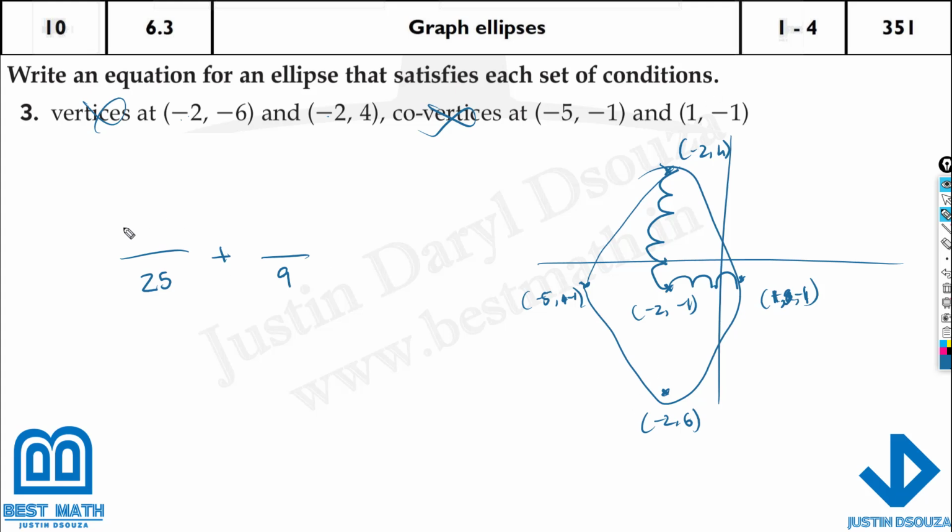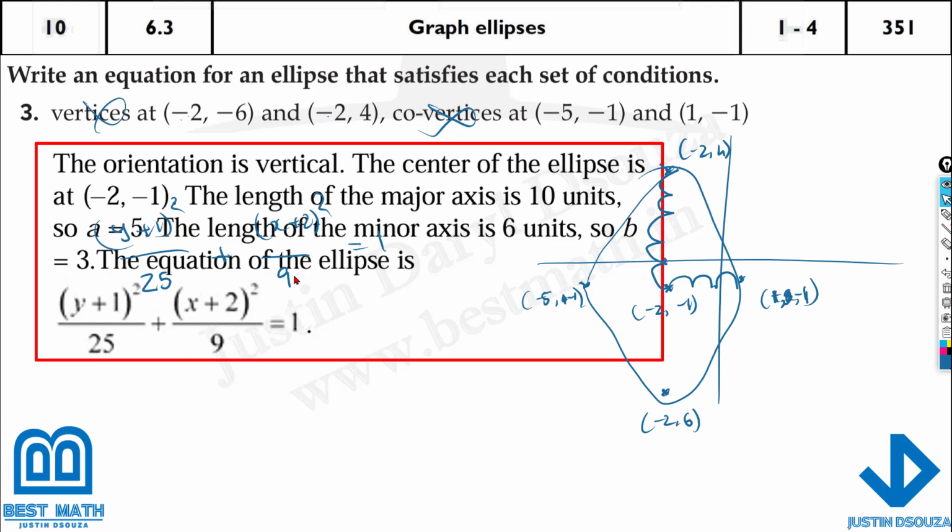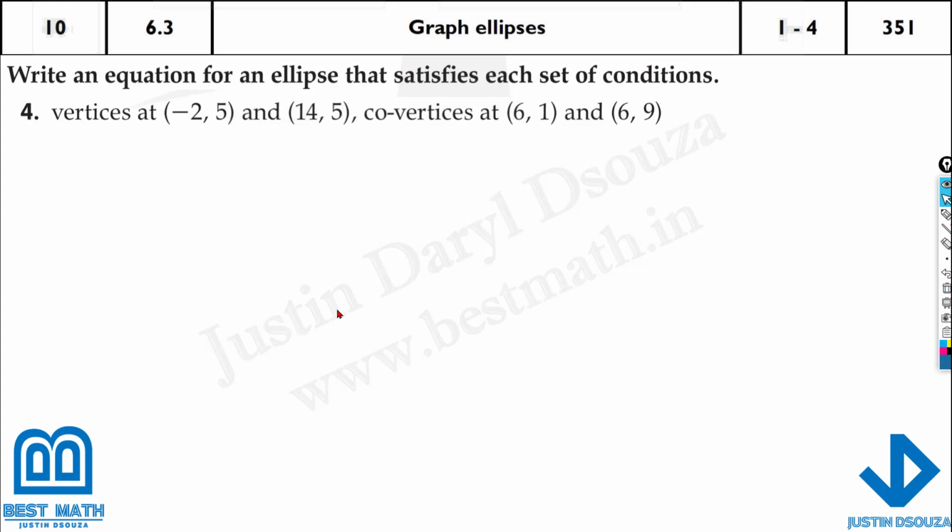What about this? It's along the y-axis, so it's going to be y. What is the y value over here? Minus 1, but it'll be y plus 1 the whole square. And over here, it's going to be x plus 2 the whole square equals 1. This is it. So easily you can write this equation. So this is the answer here. The same thing which we got.